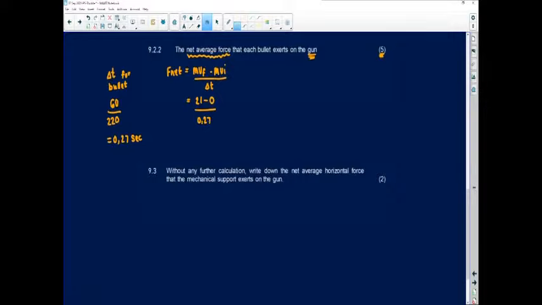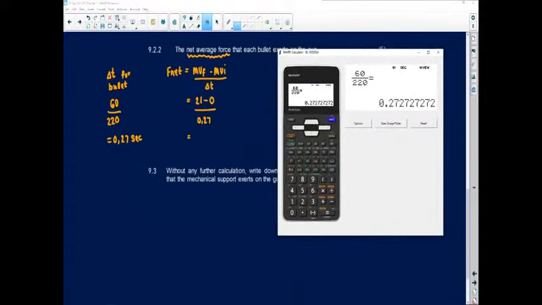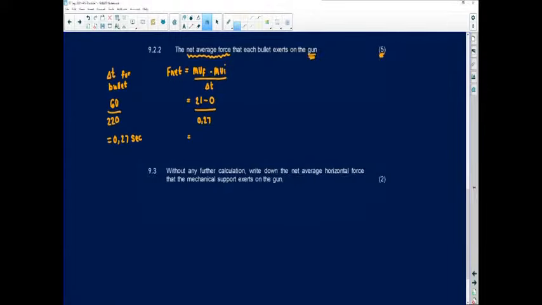0.27. So now let me calculate that so that I can find out what is my average force. At the top, I've got 21. I'm not going to put the 0, and that is 0.27. Therefore, I get 77.78. And the SI unit for force is then newtons.